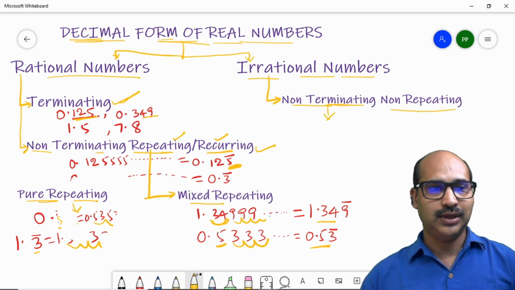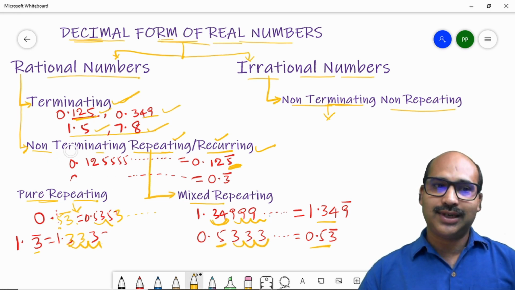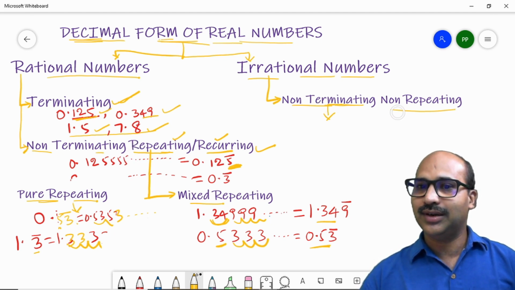So here 0.53 is continuously repeated, and here 3 is continuously repeated. From this scenario we understand what is a repeating structure and what is a non-terminating structure. Here these are purely terminating, so that means digits after the decimal are not repeating in this kind of scenario. But here in this scenario, digits after the decimal are repeating, so that means it is non-terminating. At the same time, this one is non-terminating, non-repeating.